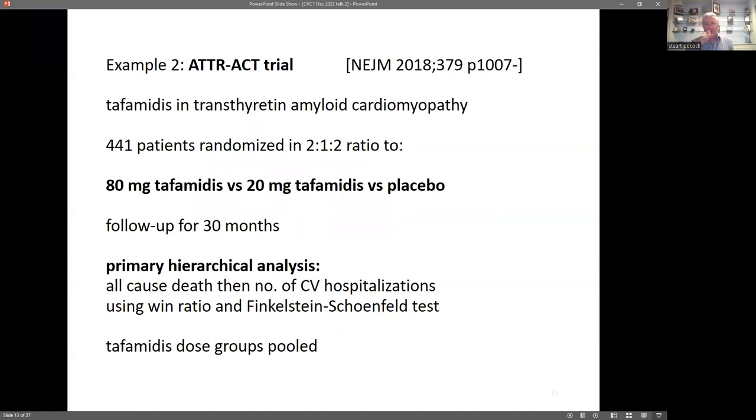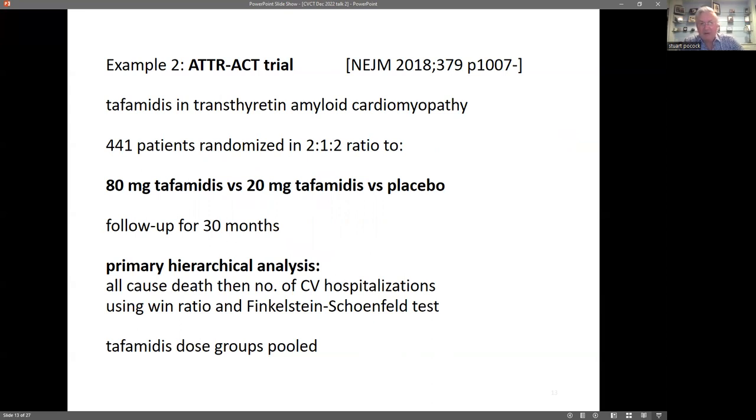Moving on to a second well-recognized example, a trial called ATTR-ACT. And this was again in the New England Journal. And this time they adopted the win ratio analysis as their primary analysis of the trial results. It was a drug called tafamidis in a relatively rare condition called transthyretin amyloid cardiomyopathy. And hence the trial is relatively small, 441 patients, randomized in a 2:1:2 ratio to high-dose tafamidis, lower-dose tafamidis versus placebo. And the follow-up was for 30 months.